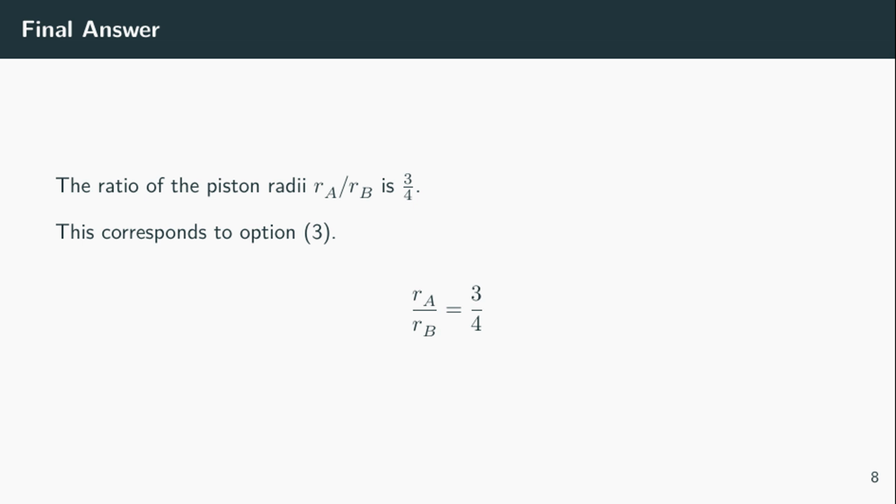And there we have it. The ratio of the piston radii Ra over Rb is 3/4. This matches option 3 from our choices. So the final answer is indeed 3/4.